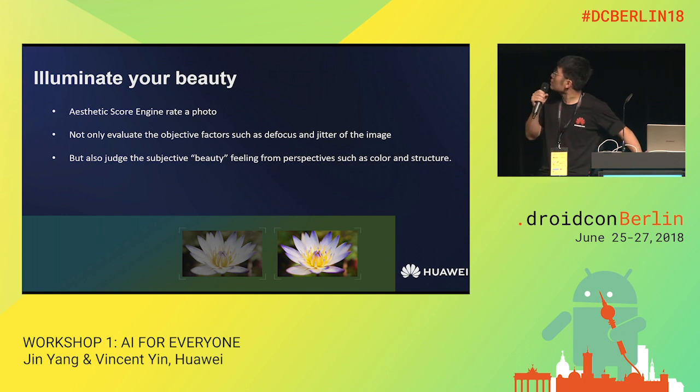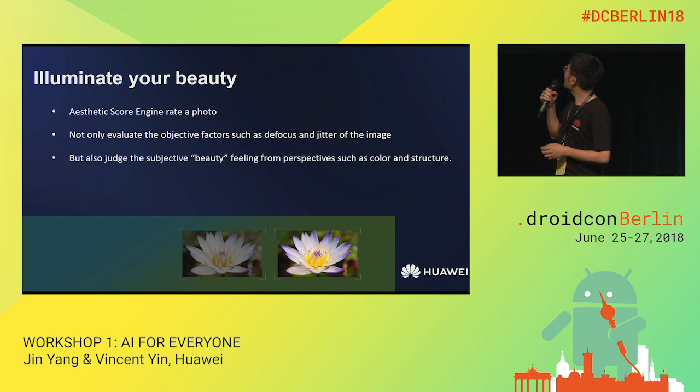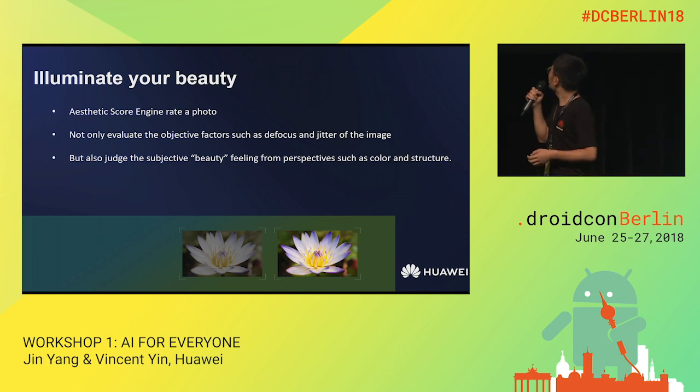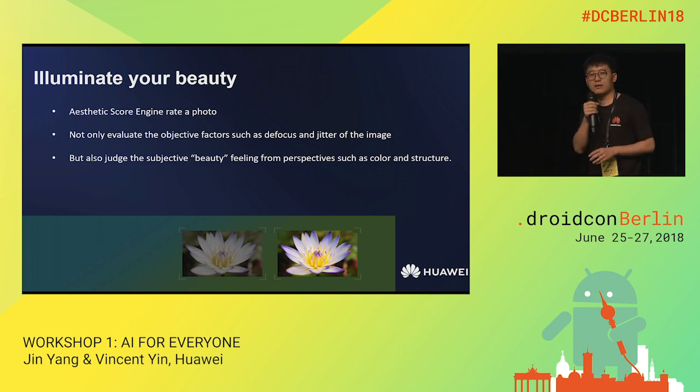And OK, this is the cool ability I mentioned. This is a static score engine. It can rate a photo. I will not explain too much about this because later I will do some real coding here. So just about this.